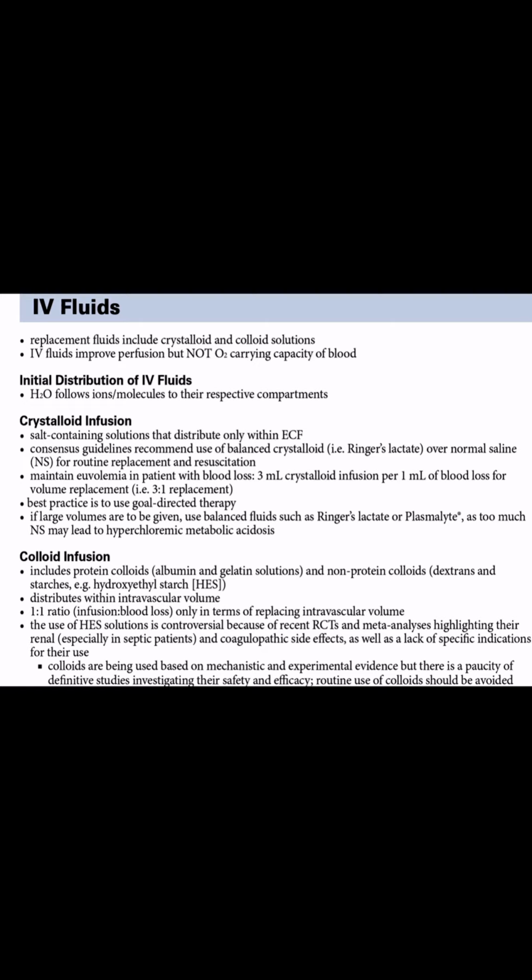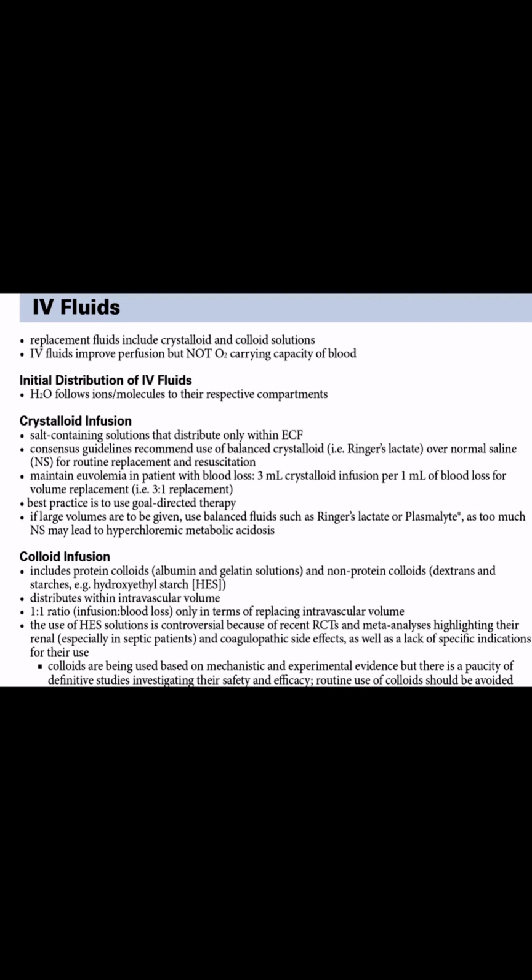Consensus guidelines recommend use of balanced crystalloid, i.e. Ringer's lactate, over normal saline for routine replacement and resuscitation. Maintain euvolemia in a patient with blood loss. 3 mL crystalloid infusion per 1 mL of blood loss for volume replacement, i.e. 3-1 replacement. Best practice is to use goal-directed therapy if large volumes are to be given.